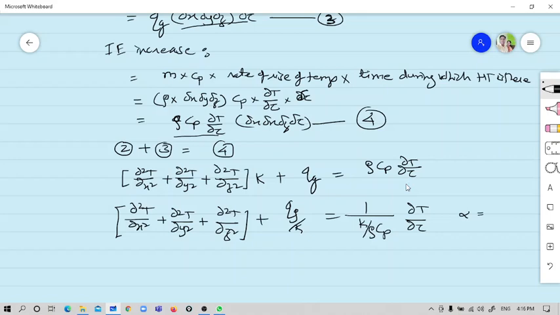So this term is 1 upon alpha here, you get rho Cp. So this alpha is called thermal diffusivity. It is called thermal diffusivity. It's a very important number, which is an indication of how fast the heat diffuses through the material.